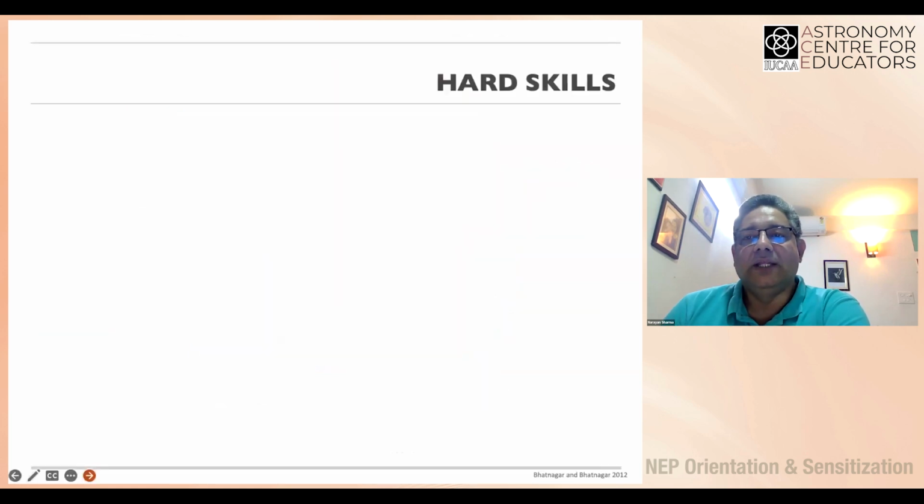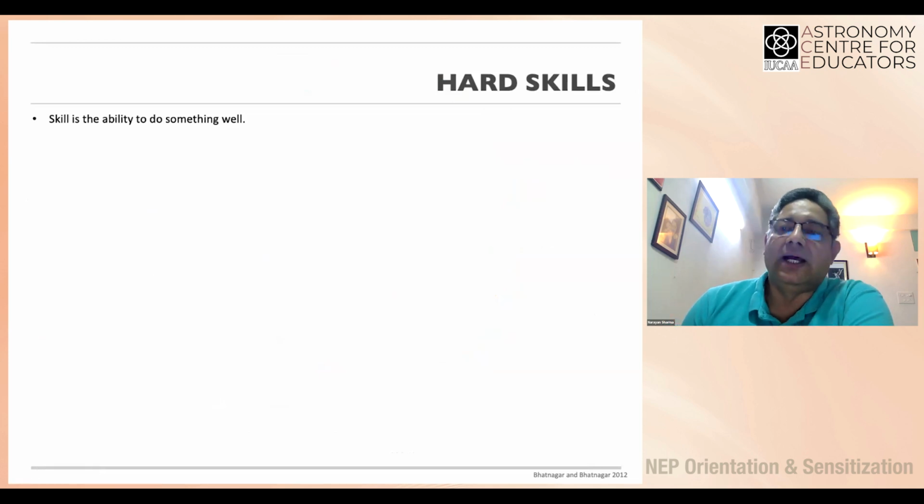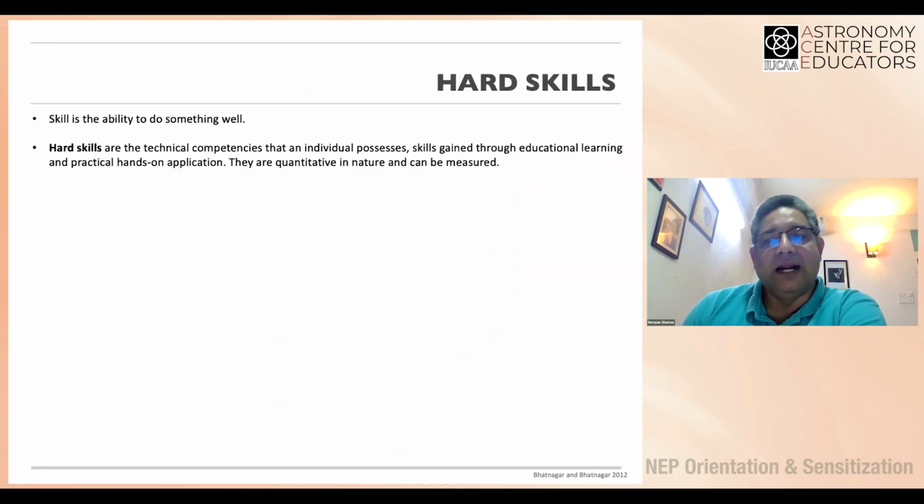So let's first start with this: there are two skills. One is called the hard skill, and another is called soft skill. Hard skill is very easy to understand. But before that, the definition of skill is that it's an ability to do something well. Hard skills are technical competences that an individual possesses. This is the kind of skill that one gains through years of education and practical hands-on application. And hard skills are quantitative in nature and can be measured.